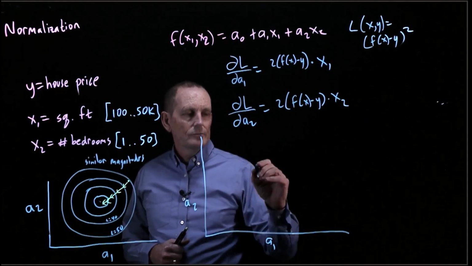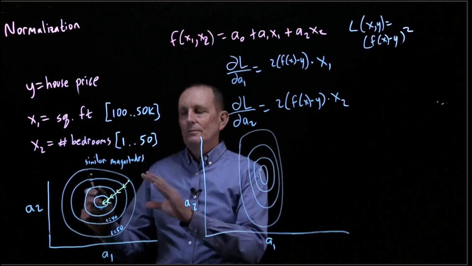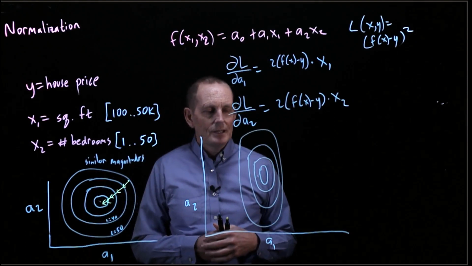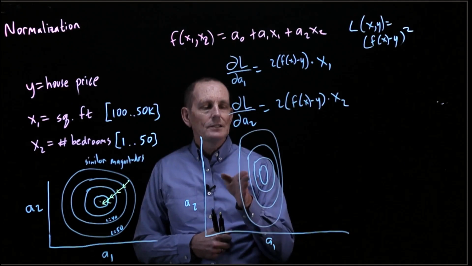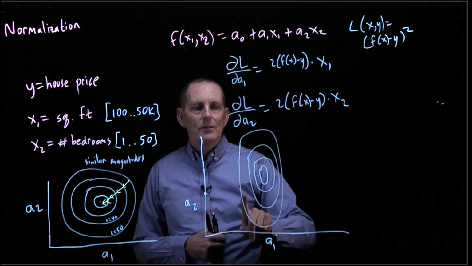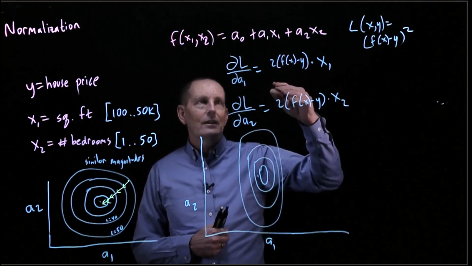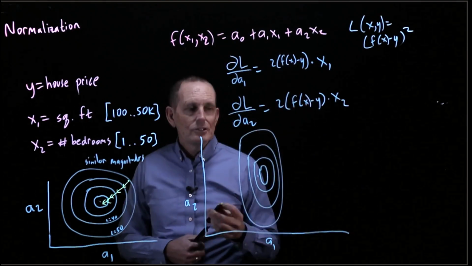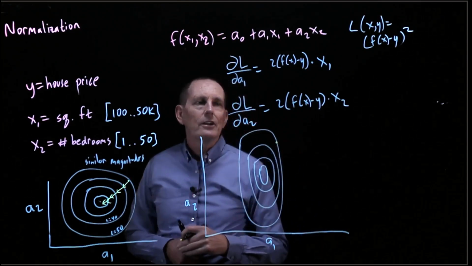And now our contour map is no longer sort of circular, it's more elliptic. And what happens here? This tells us that as we move left and right, as we change A1, our gradients are very high, right? These are steep, whereas when we're going up and down, north and south, these are more shallow, which fits with our fact that our gradients here are higher for A1 than they are for A2.